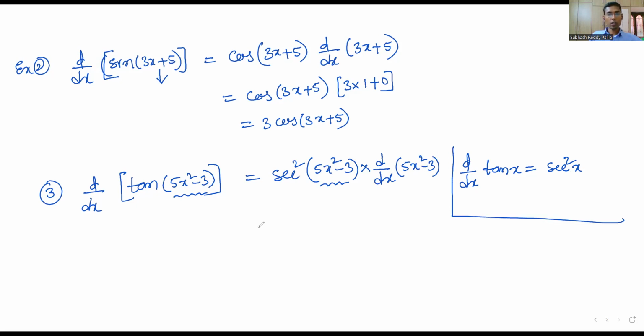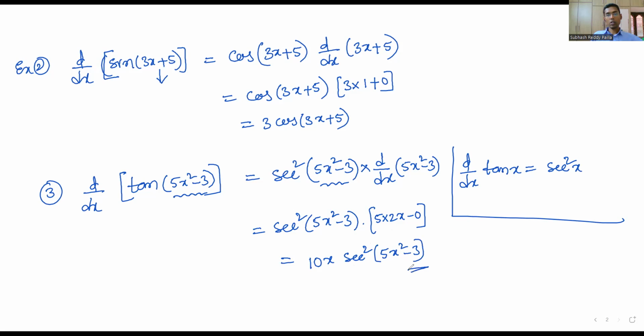So this is secant square of 5x square minus 3 into d by dx of 5x square minus 3, which is 5 into 2x minus 0. That is 10x. You should always write the front part first. So 10x into secant square of 5x square minus 3.